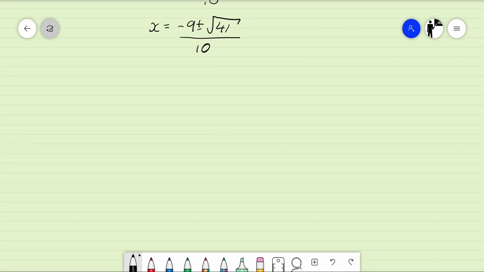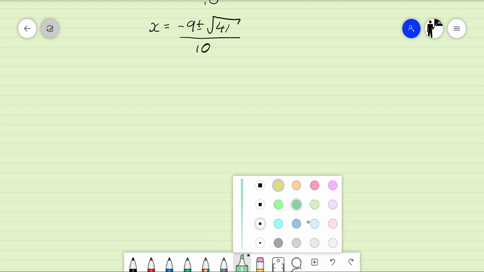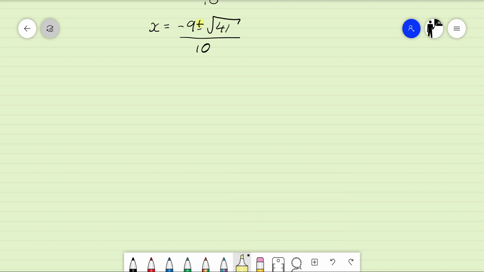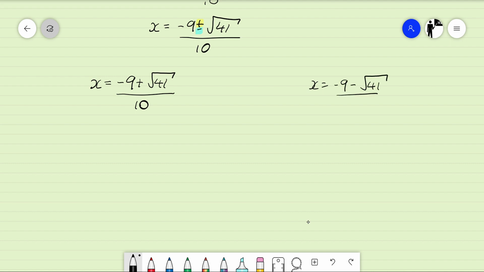Okay, so now we're going to do our plus and minus option. So we've got plus and we have got minus. Just like how we would split our brackets, we're going to split here. We're going to have x equals minus 9 plus root 41 over 10, and x equals minus 9 minus root 41 over 10.